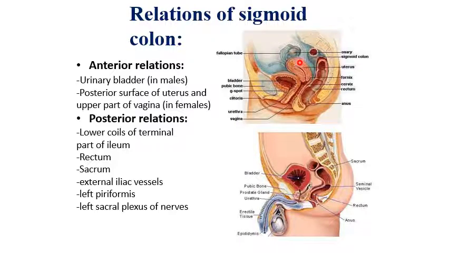So these are the anterior relations, and in the posterior relations there will be lower coils of terminal part of ileum, then some part of rectum, because the rectum is quite curved in position, so that is why some part of rectum is coming in the posterior relation. Then sacrum bone, external iliac vessels, left piriformis muscle, and the left sacral plexus of nerves. These will form the posterior relation.